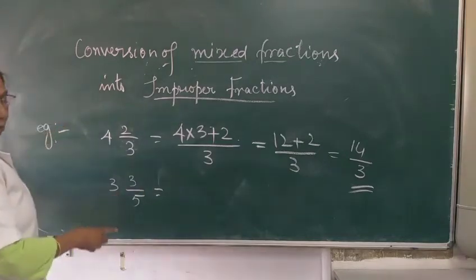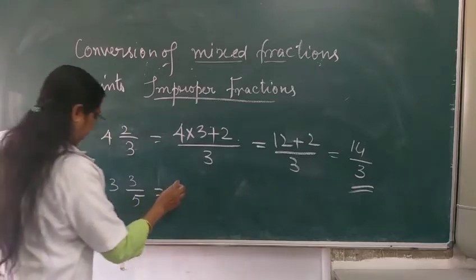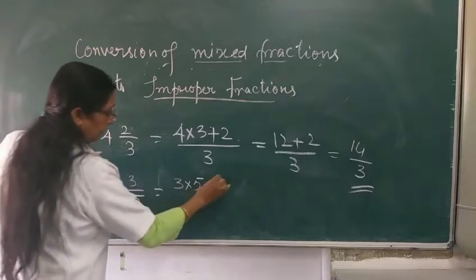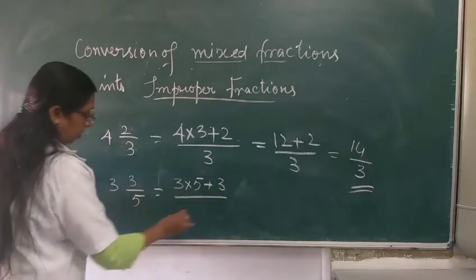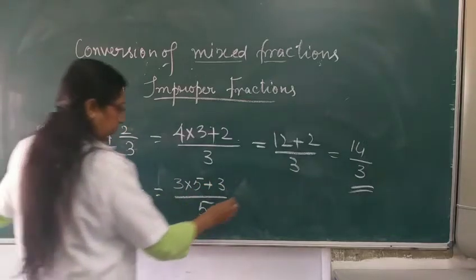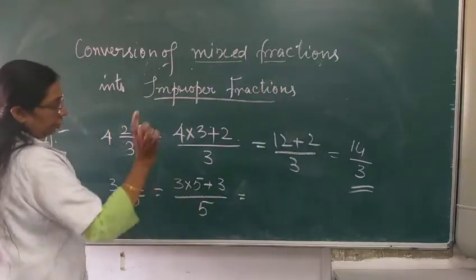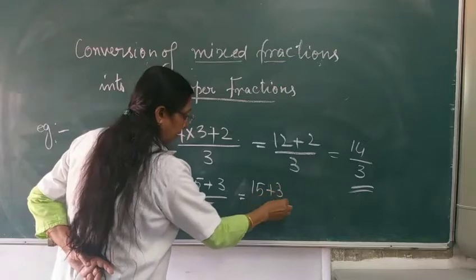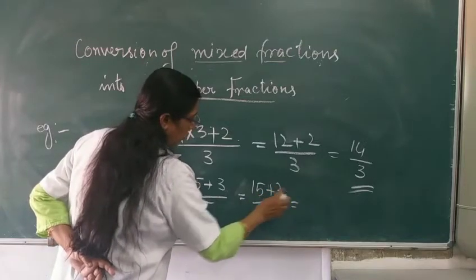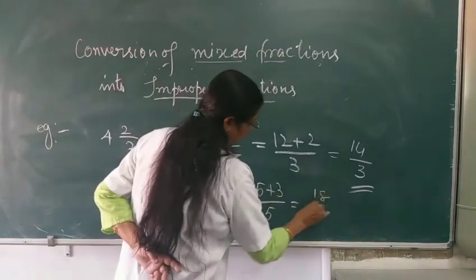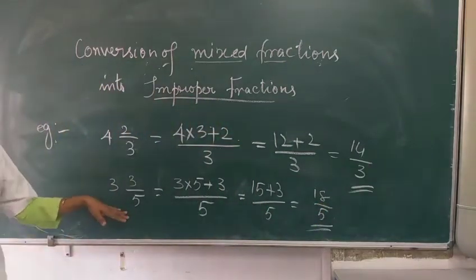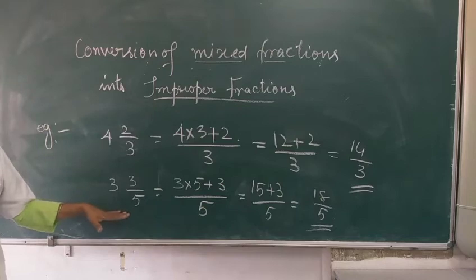Okay, first you take the product of this whole number and denominator, 3 into 5. Add this to the numerator 3. And write the same denominator. 5 into 3, 15. 15 plus 3 divided by 5. 15 plus 3 is 18. 18 by 5, that is the improper form of this mixed fraction. Understood, children?